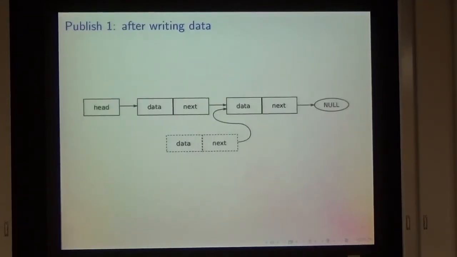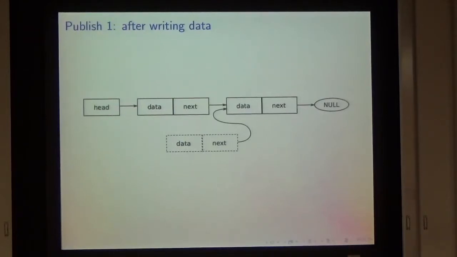So this is the publisher. Up top is the existing list before inserting anything into it. The publisher initializes a new structure and makes the next pointer point to the next element of the list. The dotted lines represent data that have not yet necessarily been published to other CPUs. They may be stuck in a write queue, for example.